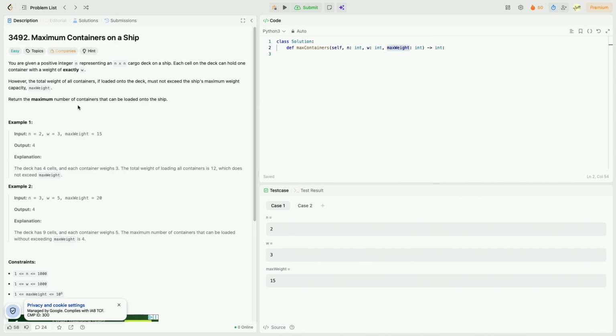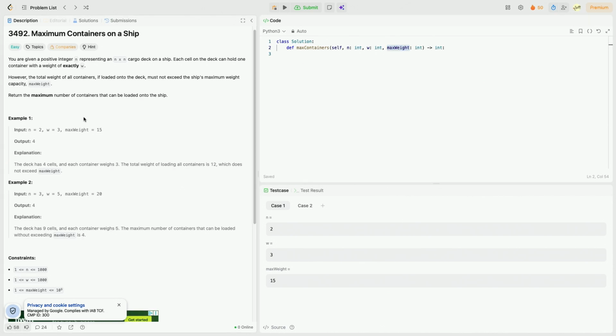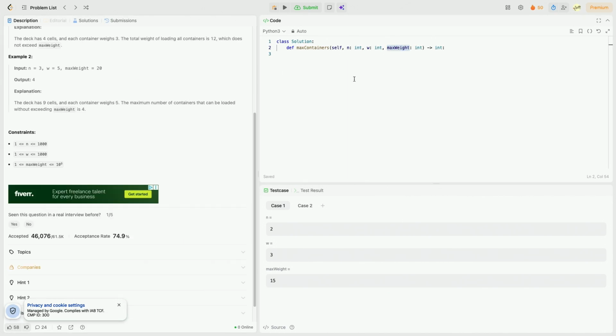Return the maximum number of containers that can be loaded onto the ship. And the weight. So is weight the container? I guess we should assume that we have containers of weight W, and then we have to see how many containers we add before we exceed max weight. But yeah, let's look at the constraints. So what are we working with?